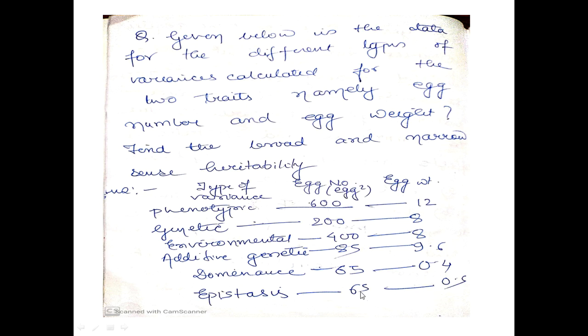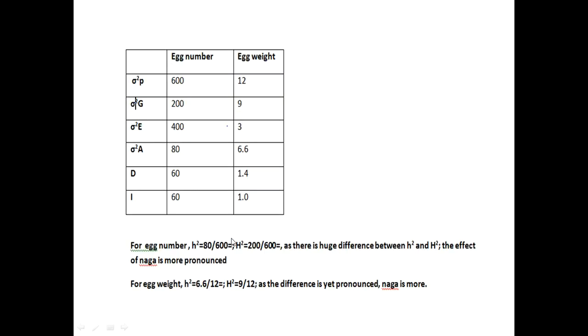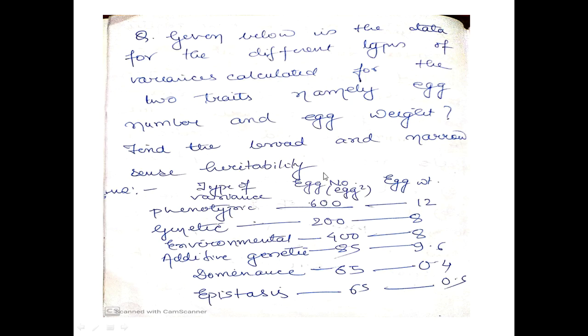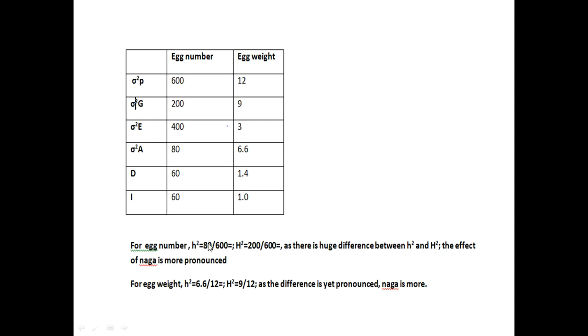So what you will do, first you will find for egg number heritability in narrow sense, then heritability in broad sense, and then for egg weight you will find the heritability in narrow sense and heritability in broad sense. For egg number, sigma square p is this. I have just copied the question from here, as you can see. So for egg number heritability h square will be equal to sigma square a upon sigma square p, 80 upon 600. You can solve it now.